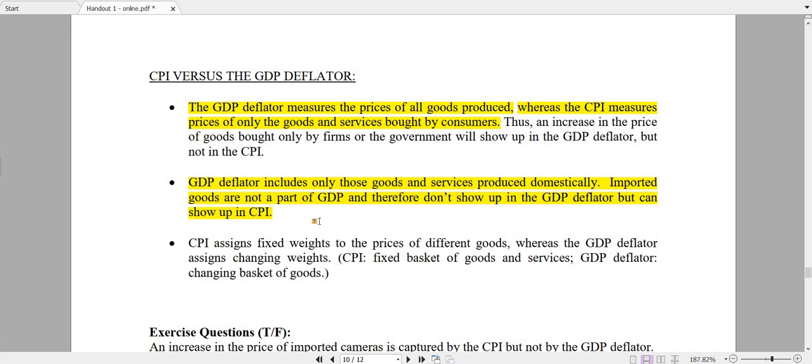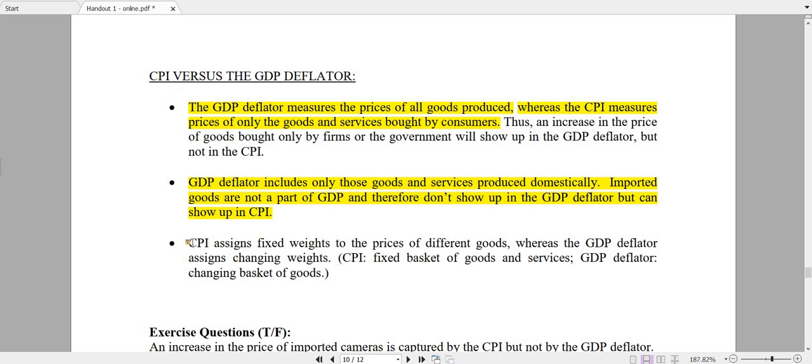So let's suppose our CPI index contains what a typical consumer consumes, such as cars, right? It consumes automobiles. So let's suppose that in Pakistan, the typical consumers are consuming imported cars alone. So if the price of these imported cars increases, it will show up in the CPI index, but not in the GDP deflator, because imports are never part of GDP.